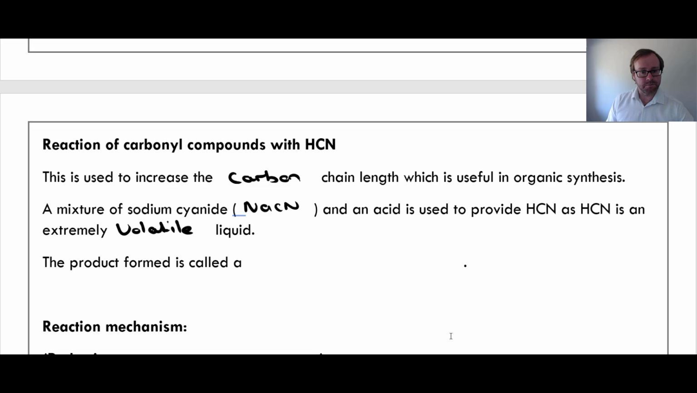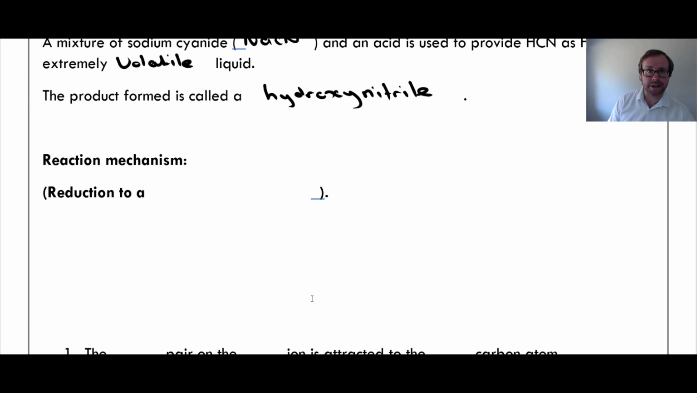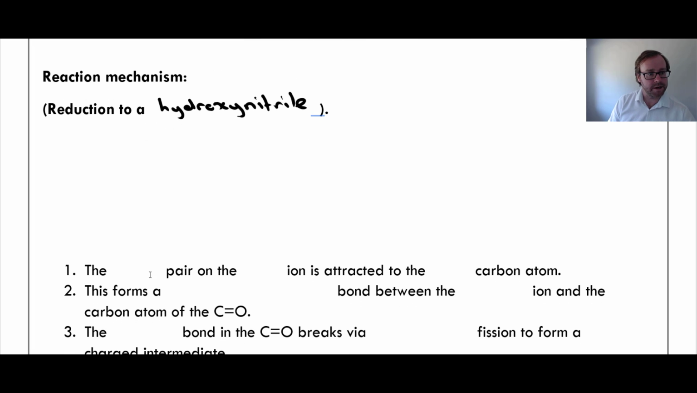And the product formed is called a hydroxynitrile. Okay, so my reaction mechanism is, so I'm taking my aldehyde or my ketone, I'm reacting it with HCN and I'm converting it to a hydroxynitrile. Okay, I'd like you to have a go at doing this. I'll give you a starting point, see if you can figure it out.